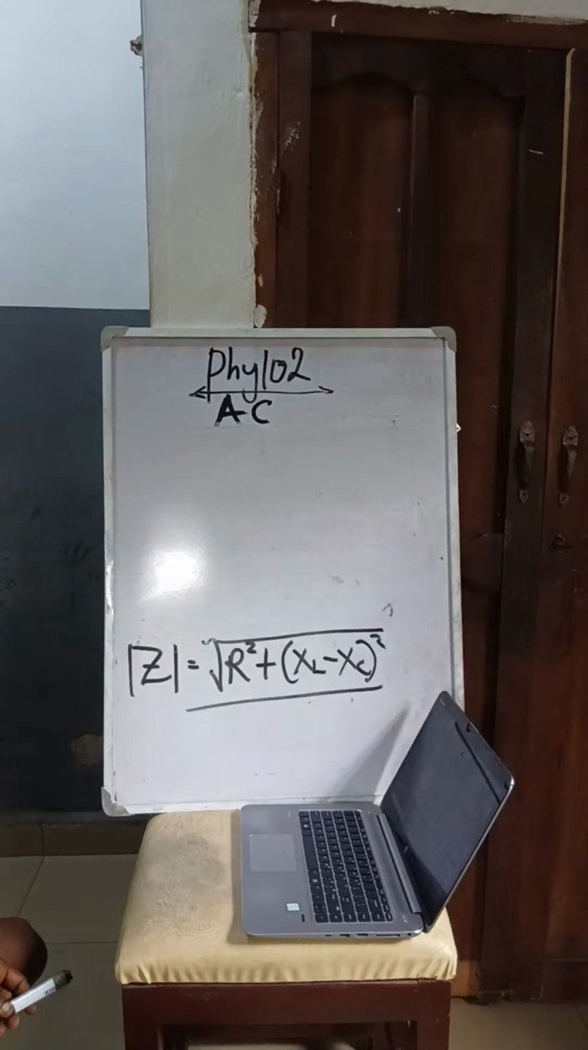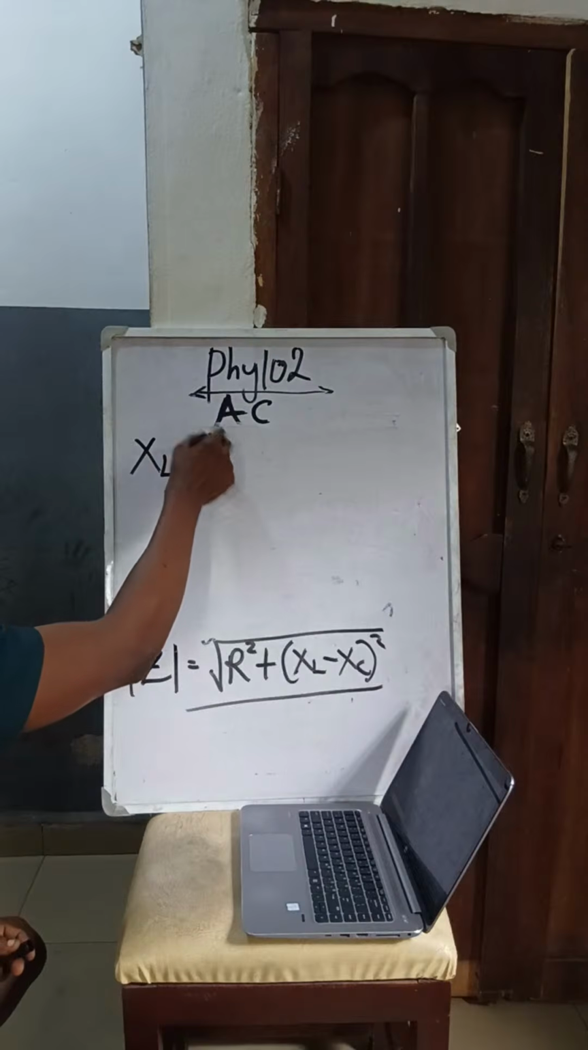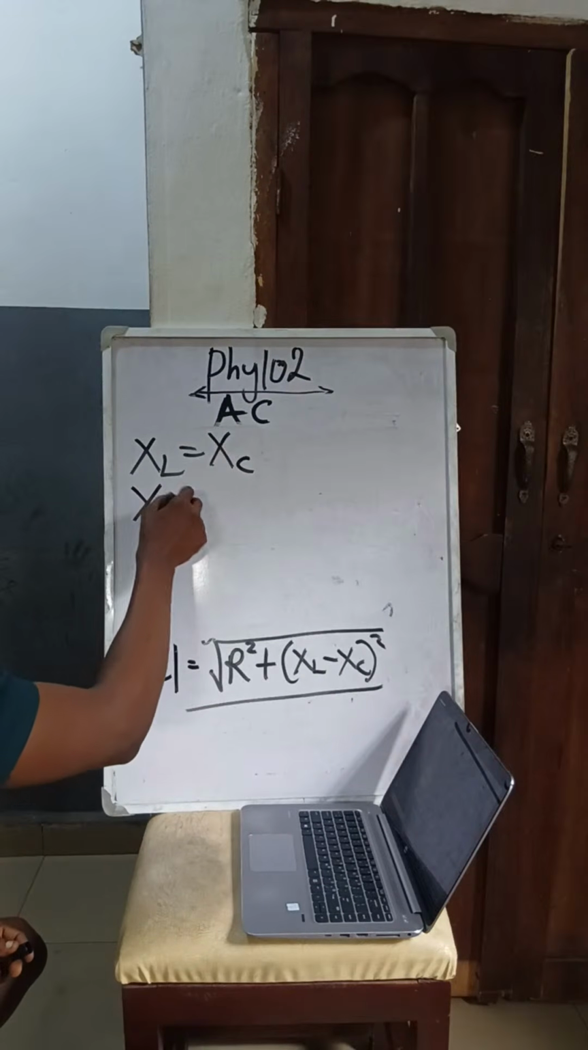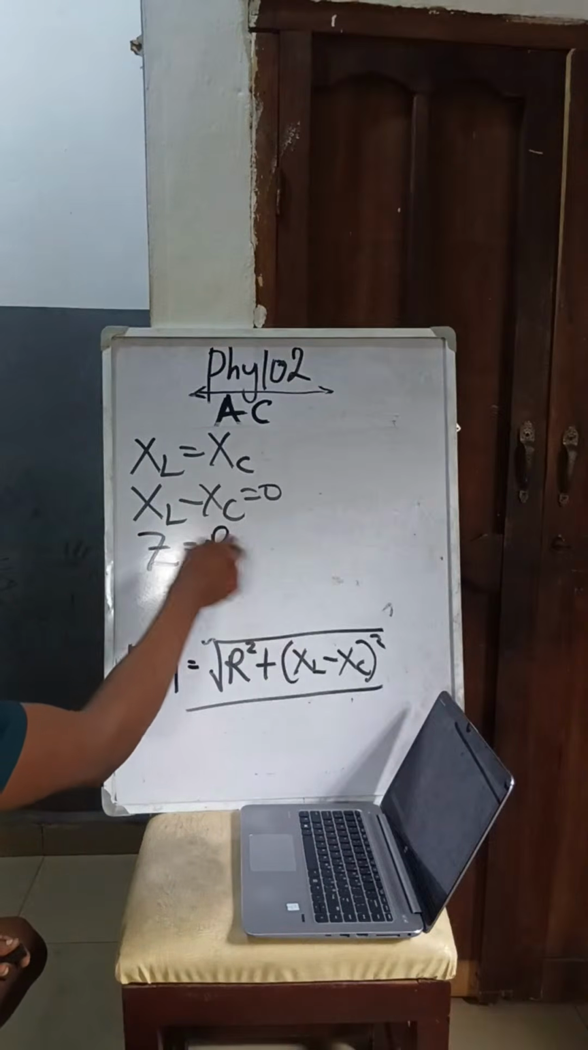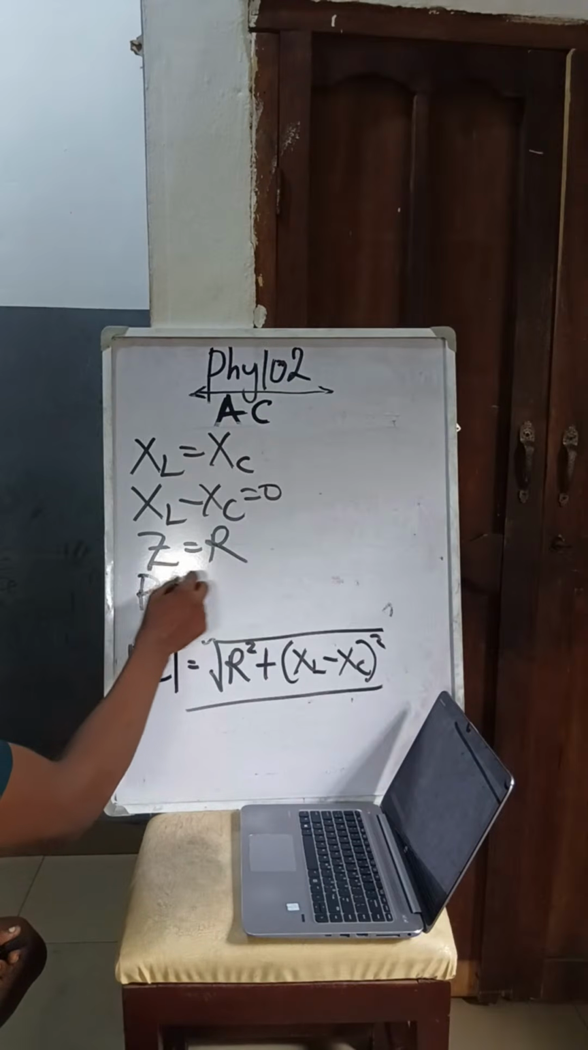What is resonance in an AC circuit? Resonance in an AC circuit occurs when XL is equal to XC, or XL minus XC is equal to 0, or Z is equal to R, or the power factor is equal to 1.